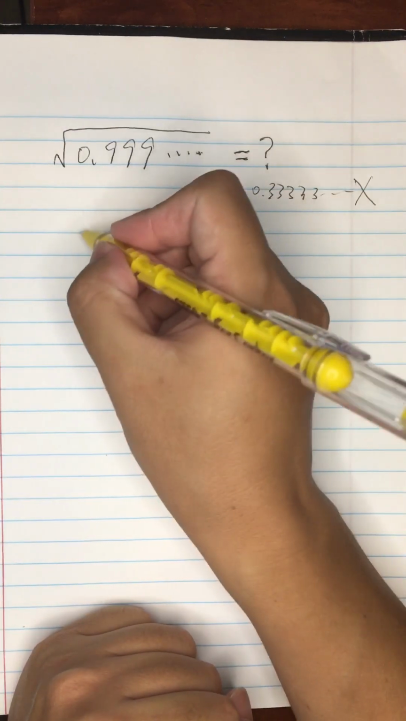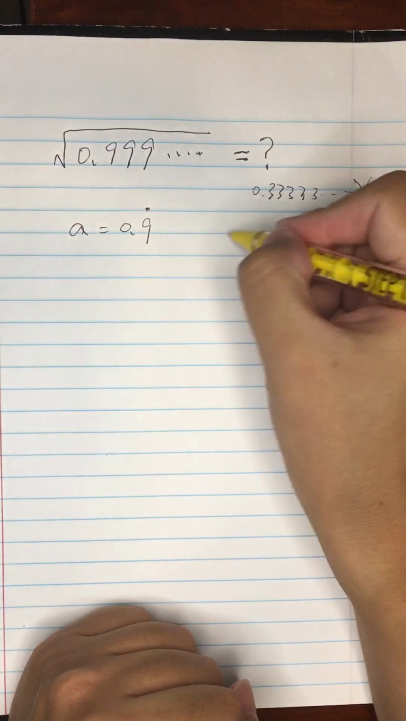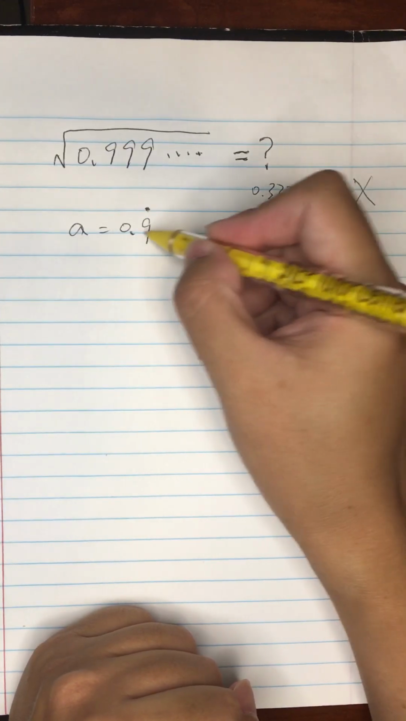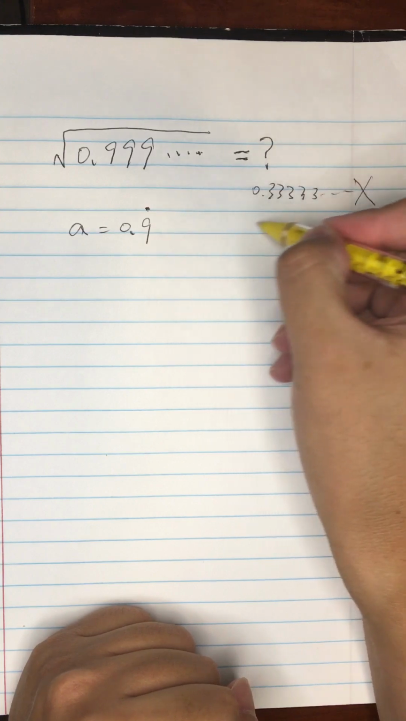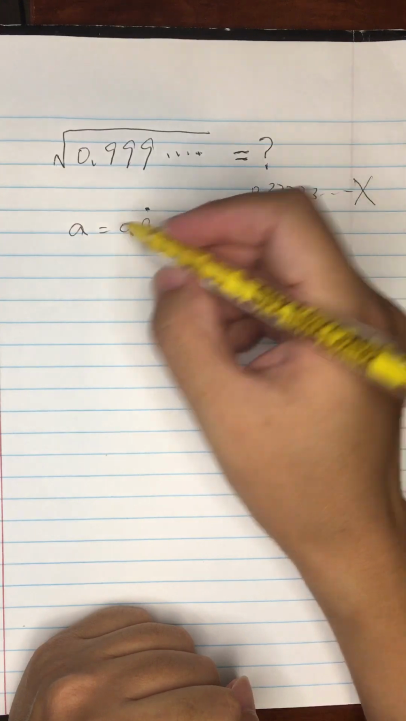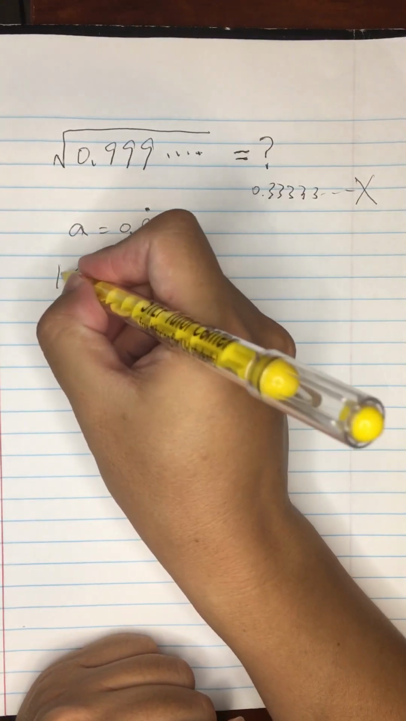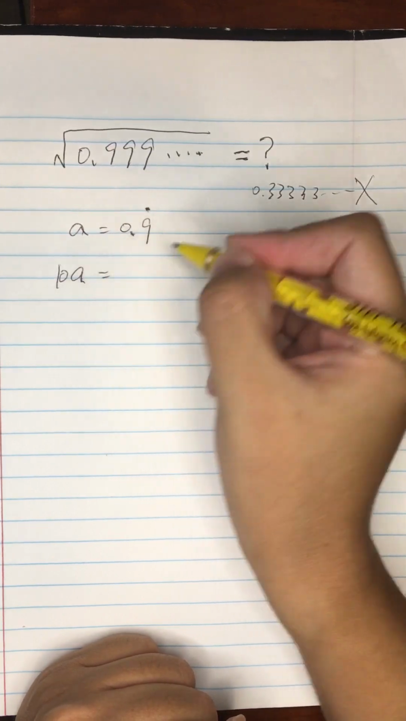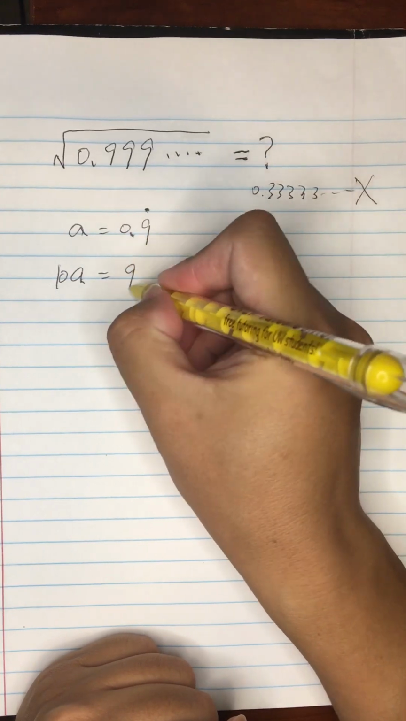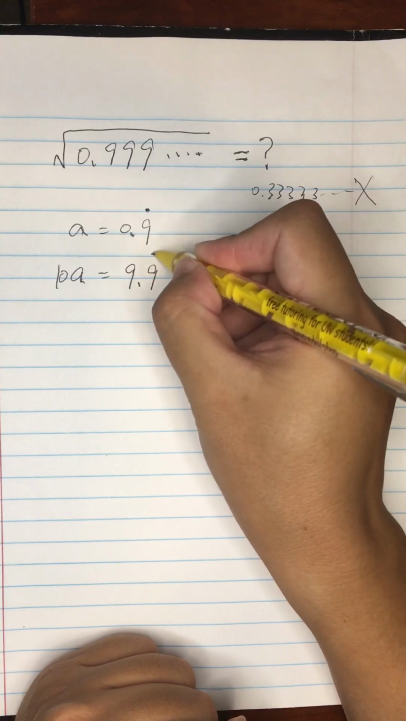Let's denote A equals 0.9 with an infinite number of 9s lasting forever. We use the dot to represent the infinite number of 9s that last forever. Now let's multiply both sides of this equation by 10. So 10A is going to equal, if you multiply this by 10, 9.9 with the second 9 repeating forever.